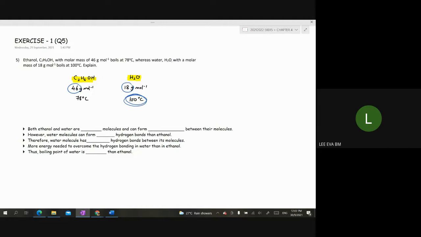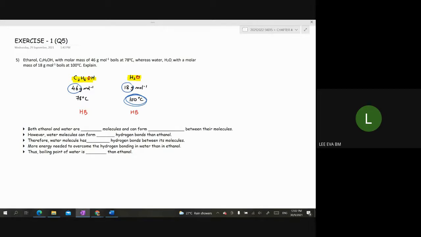What is the forces for C2H5OH? Hydrogen bond. For H2O? Hydrogen bond. Okay. Both having hydrogen bond. Both having oxygen. So what we are going to compare? Oxygen sama, Madam. Lepas tu, hydrogen bond type dia pun sama. Tapi mass dia tak sama.